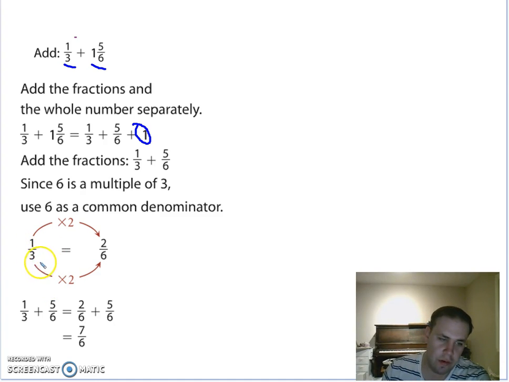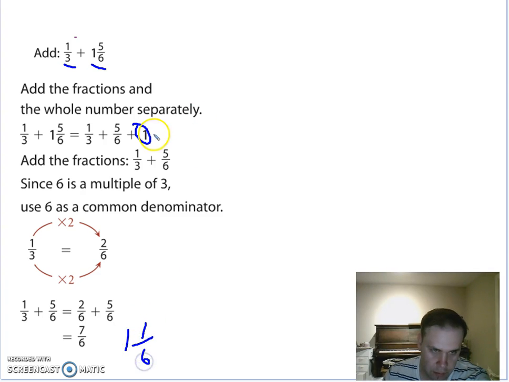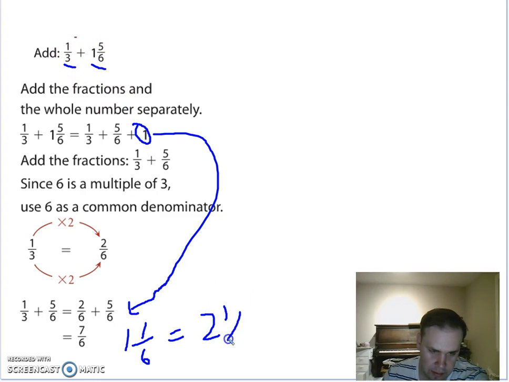So once again, with 1/3, I need to make common denominators with 5/6. So I'm going to revert 1/3, multiply the numerator and denominator both by 2. So 1/3 is the same as 2/6. So instead of 1/3 plus 5/6, we'll have 2/6 plus 5/6, which is 7/6. Now 7/6 is the same as 1 1/6 plus this one down here. So I have to add that to my whole numbers. So my final answer for 1/3 plus 1 5/6 is 2 1/6.